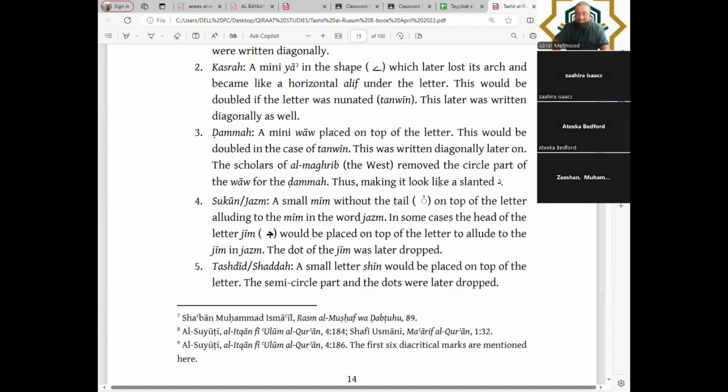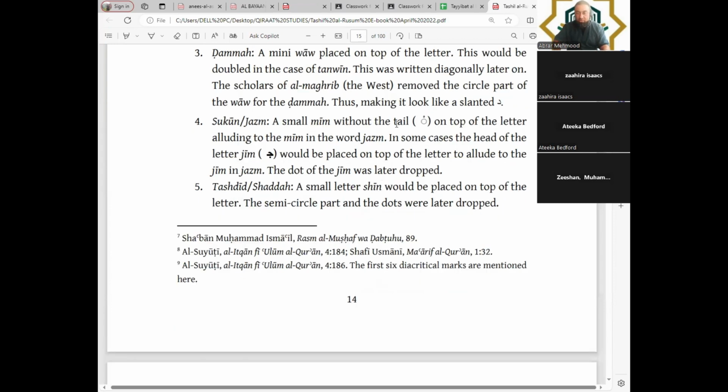But later, the circle part was taken off, making it look like that. But it's like this more so in the Mus'haf used by the West and elsewhere. But in the South Asian Mus'haf, the Dhamma is not like that. It's basically a 9. It's been turned around. Here again, as you can see, small meme without the tail. So this kind of stop. You've seen this in the Quran as well. It's noted as a jazm.